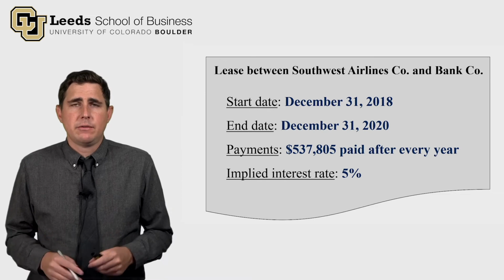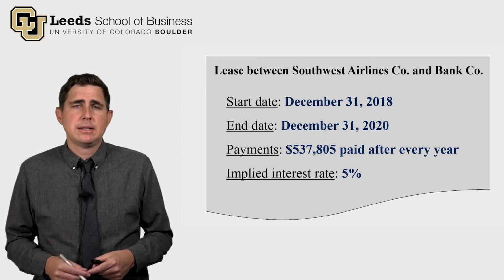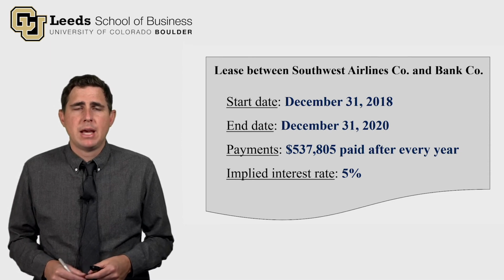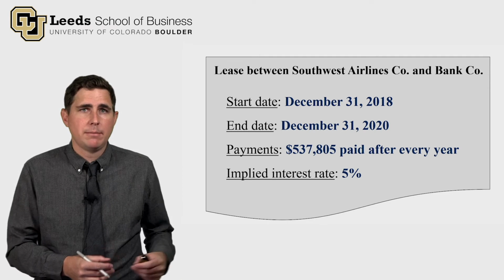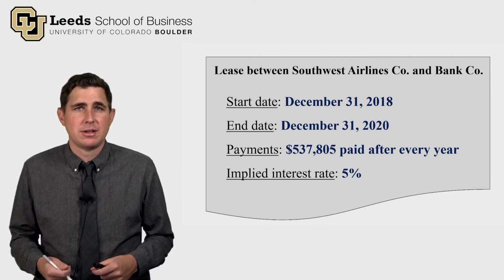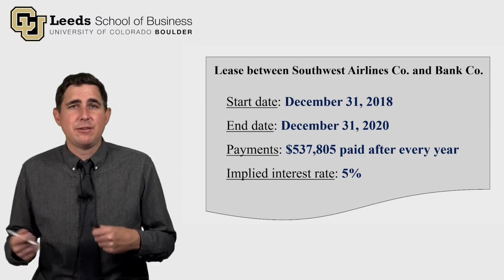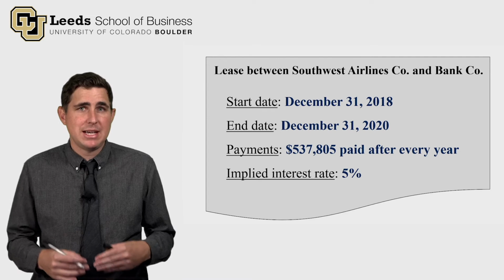And the start date of this lease is December 31st, 2018. The end date is December 31st, 2020. Southwest agrees, when they get the right to use the airplane, to make payments of $537,805. They'll make those payments at the end of each year. The implied interest rate based on those payments is 5%.